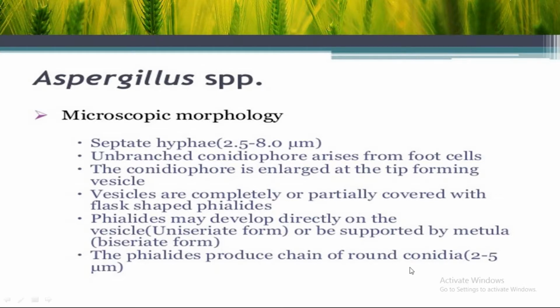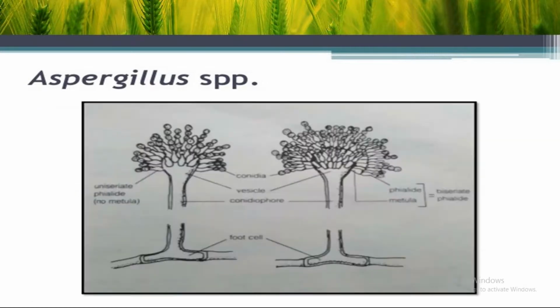So the phialides form a chain of round conidia about 2 to 5 micron in size. So you can see unicellular, that is the metulae are not there, no metulae. Directly on the phialides, the conidia are growing. This is the bicellular form, that is the metulae are there. First of all, on the vesicle, the metulae will be there.